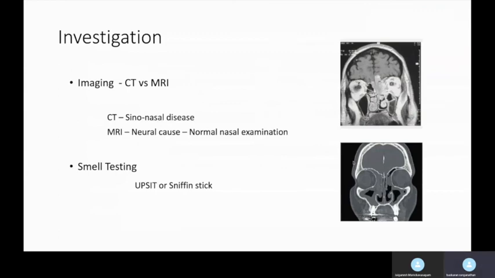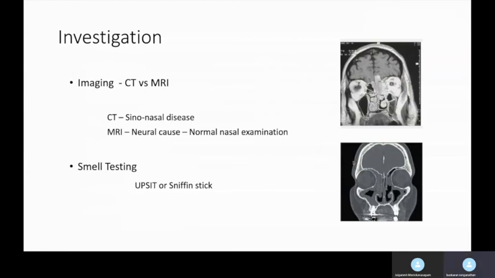Investigations: there's always a discussion about whether to do a CT or an MRI scan. I think if your examination shows obvious evidence of infection or inflammation, then you should go for a CT scan that will show any mucosal pathology, and then you're going to address it, whether medically or surgically. If your nasal examination is absolutely normal, and you're able to visualize the olfactory cleft, which again appears normal, then you can go for an MRI scan of the anterior skull base to rule out any olfactory neuroblastoma or any other intracranial pathology.